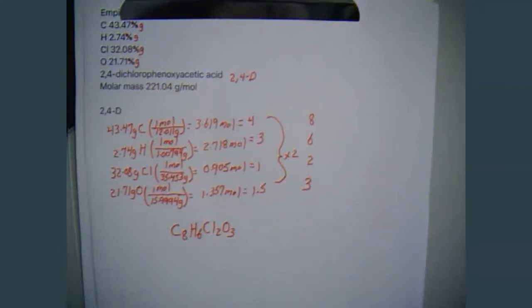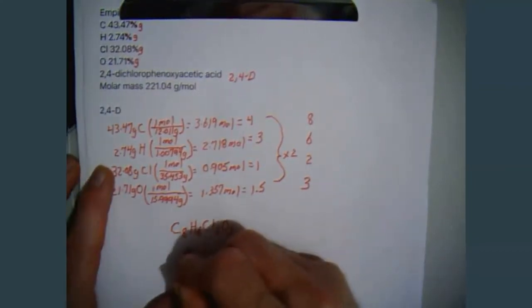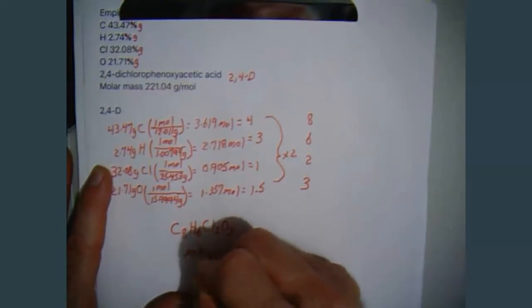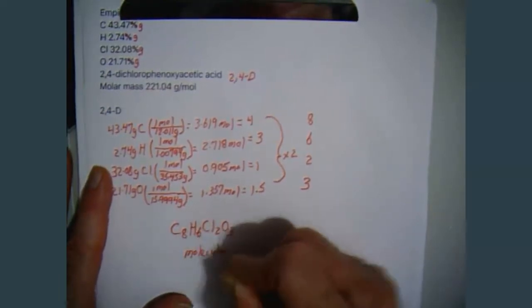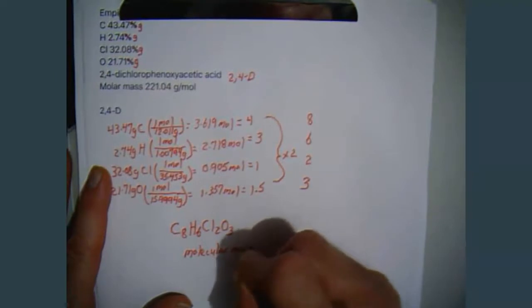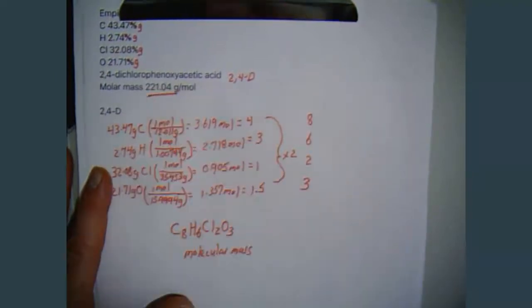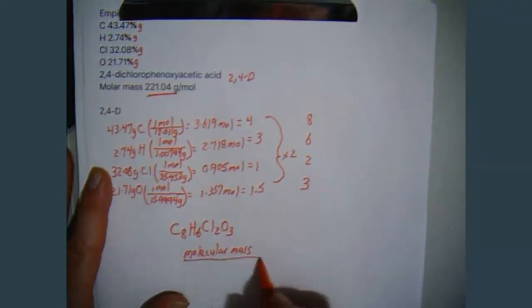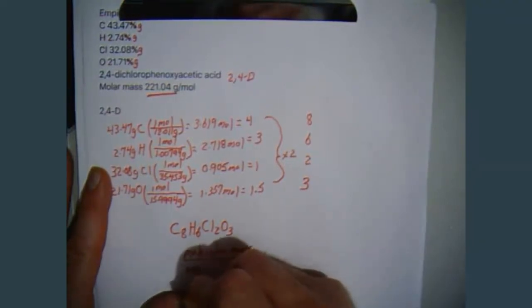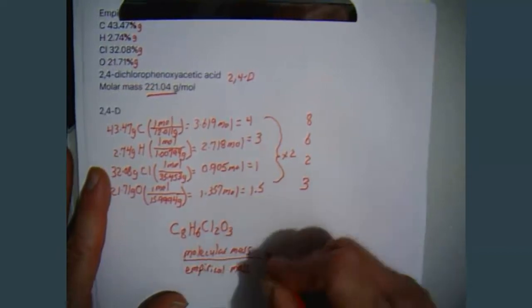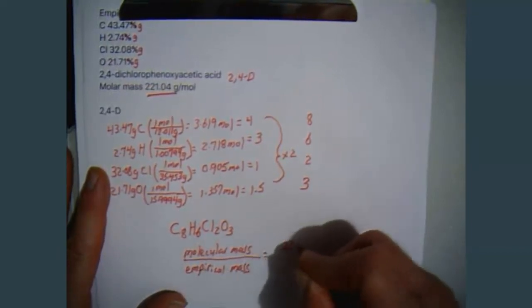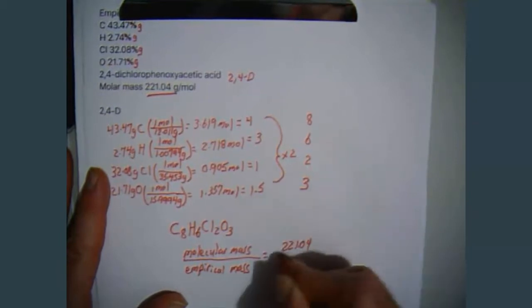Now, in order to find the molecular formula, we're going to take the molecular mass. I sometimes call that my target mass, and it's given to me right here as 221.04 grams per mole. And we divide that by the mass of the empirical formula.